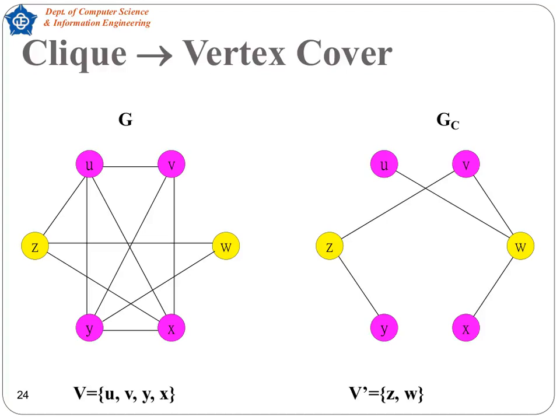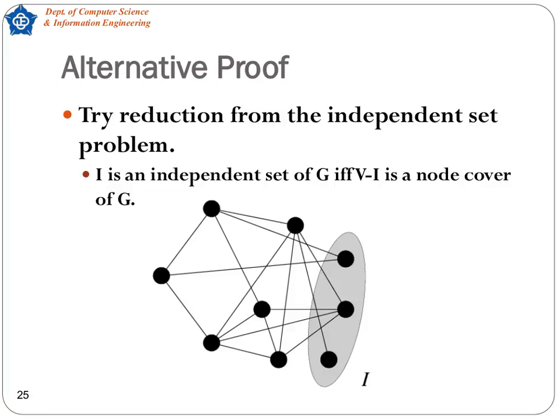No edge remains with both endpoints in the pink set. In other words, the size 4 clique in G corresponds exactly to a size 2 vertex cover in its complement, illustrating the classic fact that finding a k-clique in G is equivalent to finding an n minus k vertex cover in G_C. Similarly, we'll prove node cover hardness by reducing from the independent set problem. Recall that in any graph G, a set I of vertices is independent, meaning no 2 are joined by an edge, if and only if its complement, V minus I, touches every edge in G.